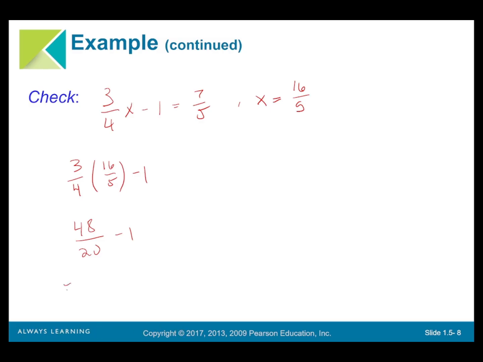So to evaluate 48 over 20 minus 1, I'm going to rewrite 1 in a common denominator by writing it as 20 over 20. And then I can easily do this fraction subtraction and get 28 over 20, which is, in fact, if I divide the top by 4, I get 7. If I divide the bottom by 4, I get 5. So we're good. We have checked that our solution of 16 over 5 does, in fact, give us the output 7 over 5.